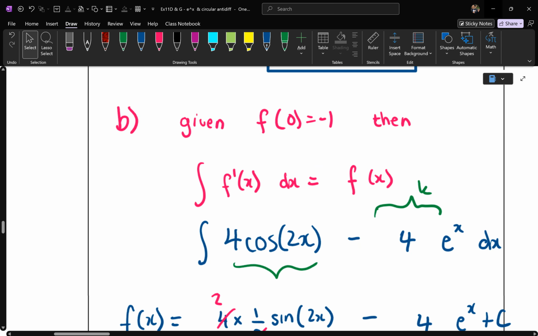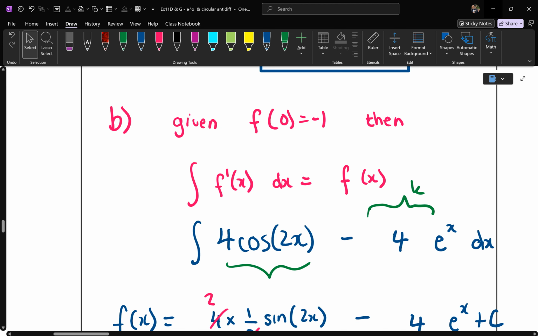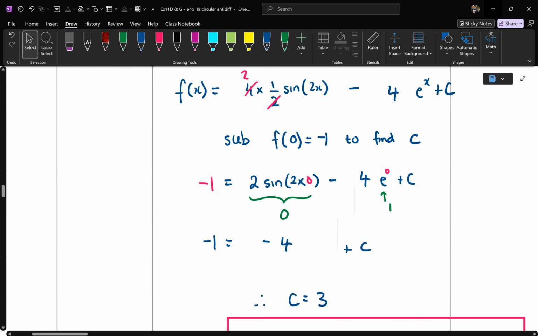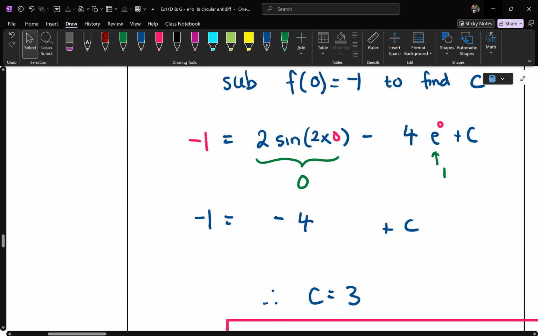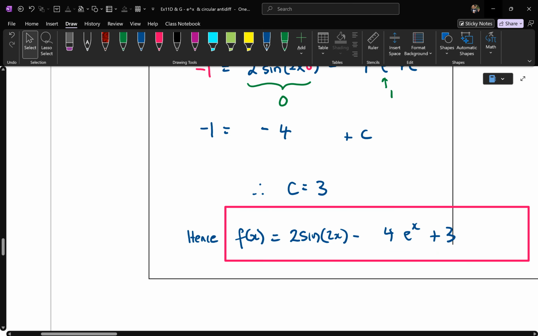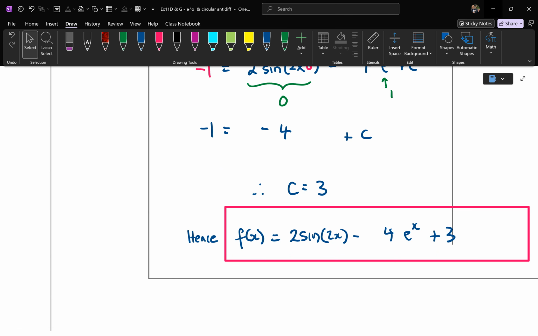So that means you can find the function by finding the antidiff. With the plus c, you can then substitute f of 0 equals 1 to then solve. So did you then get c is equal to 3? Yes. Okay, that sign scared me for a bit. I was wondering if I made another mistake. So c equals to 3. So f of x must then be 2 sine of 2x minus 4e to the x plus 3.